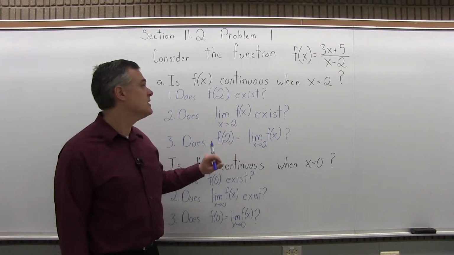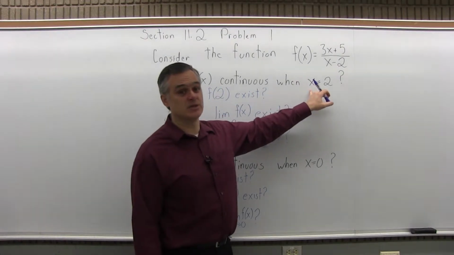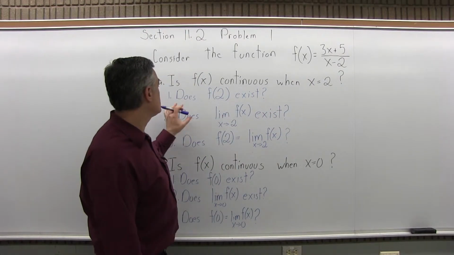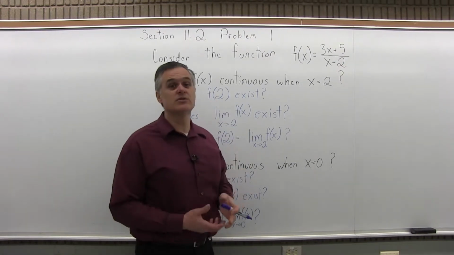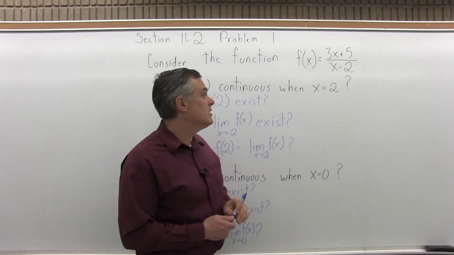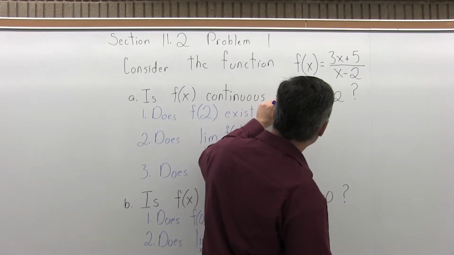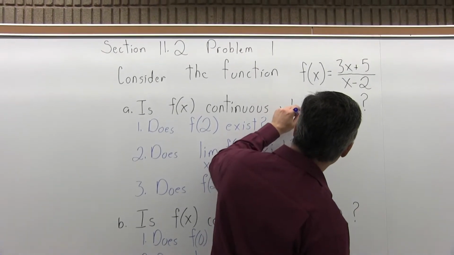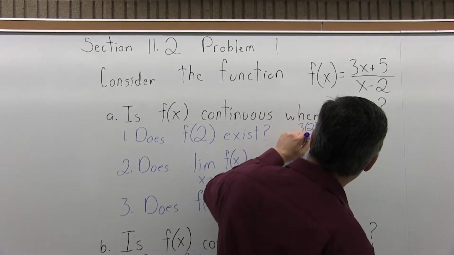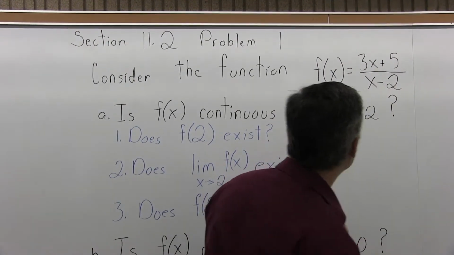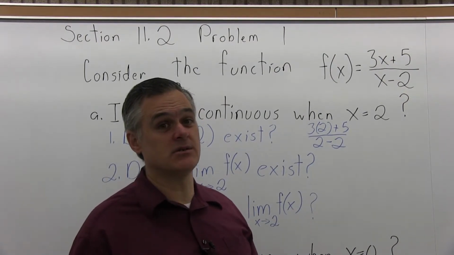function is continuous. So first, with part A, is the function continuous when x equals 2? So the first question you have to ask is, does f of 2 exist? Can I use a 2 as an input and get an answer? Well, let's try it. If I put in a 2, I'm going to have 3 times 2 plus 5 over 2 minus 2. The denominator is 0.